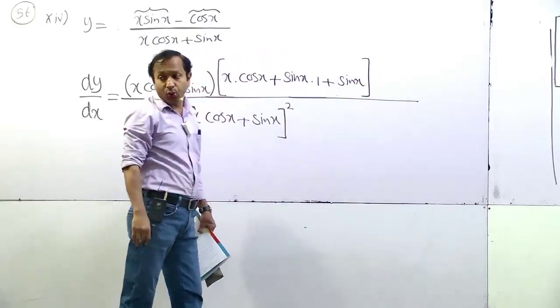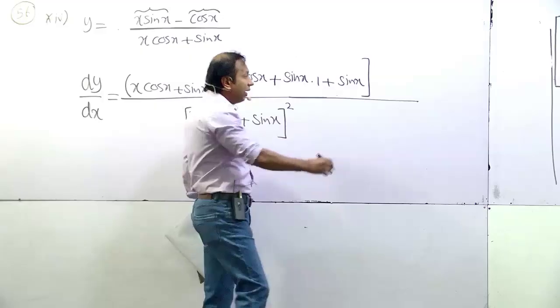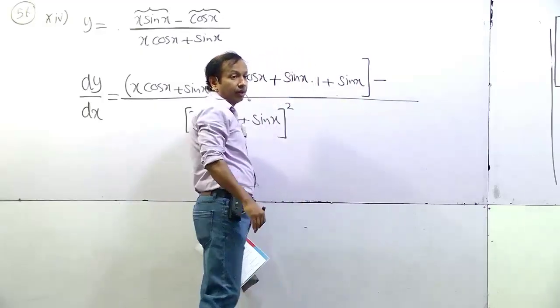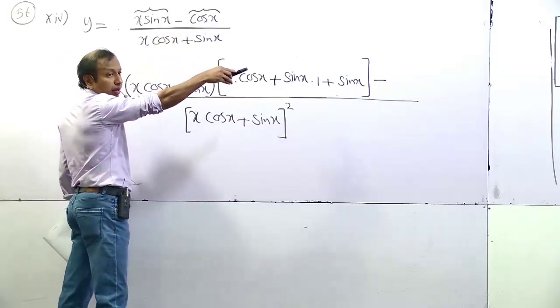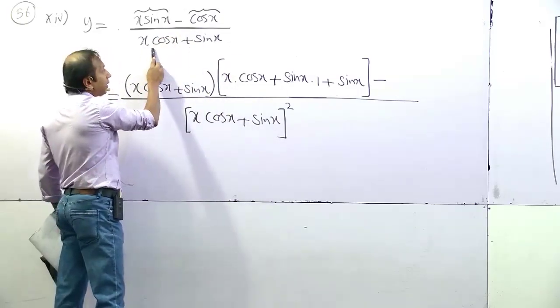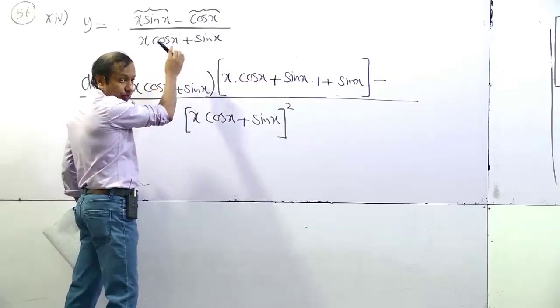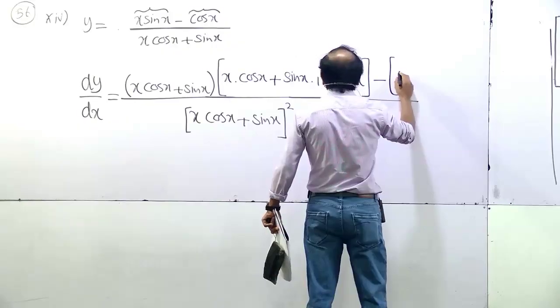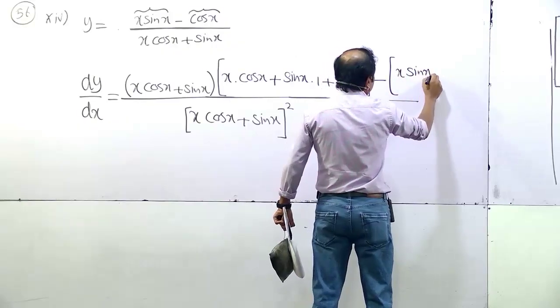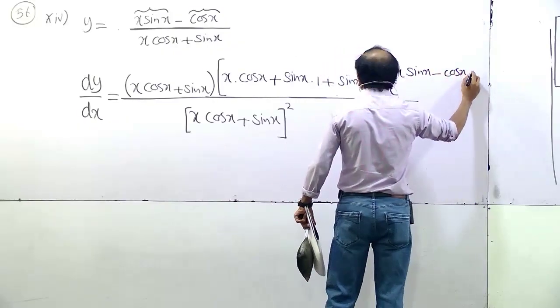Have you finished? No, not yet. Put a minus sign. The differentiated function is this one. That we have to keep as same, and it should be multiplied by the non-differentiated function, the derivative of this. Then we write x sin x minus cos x.